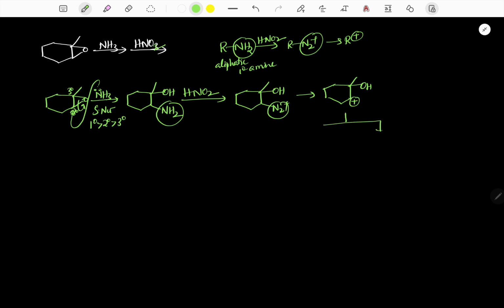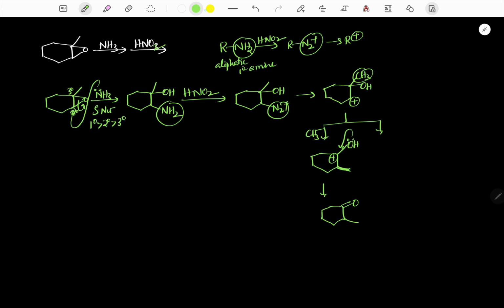Now here two possibilities we can expect because stereo is not mentioned clearly. One is, suppose methyl is migrated. Methyl migration takes place. So it is our corresponding product. So this methyl group is migrated here. Now here lone pair resonance is possible, and after removal of proton, the corresponding product is ketone like this.